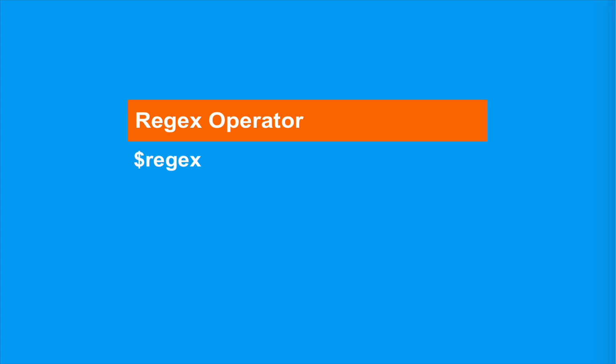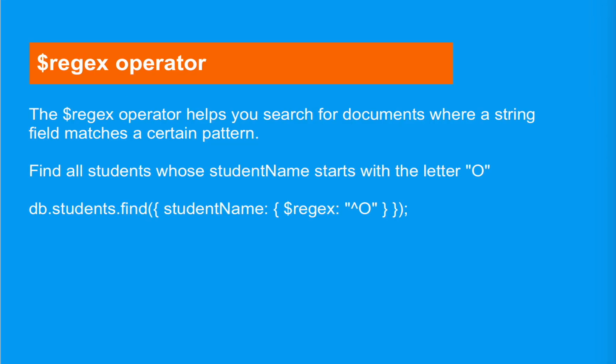This operator is used for pattern matching in string fields, and it allows you to search for the documents that match a specified pattern within a field. Regex operator helps you for searching the documents where a string field matches a certain pattern. Find all students whose student name starts with the letter O. You can use the regex operator to write the query db.students.find. In the condition for the student name field, use the regex operator and give the regex expression.